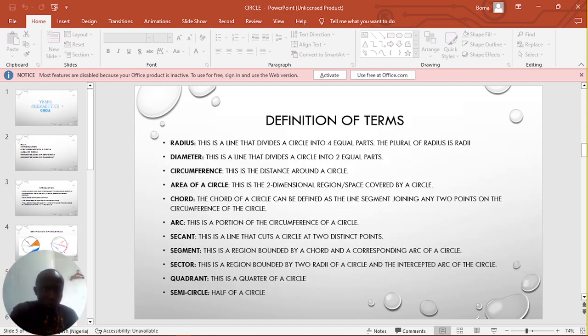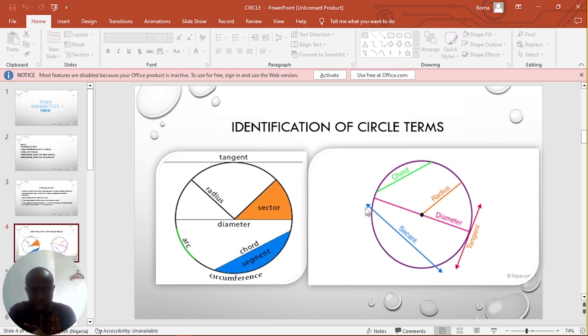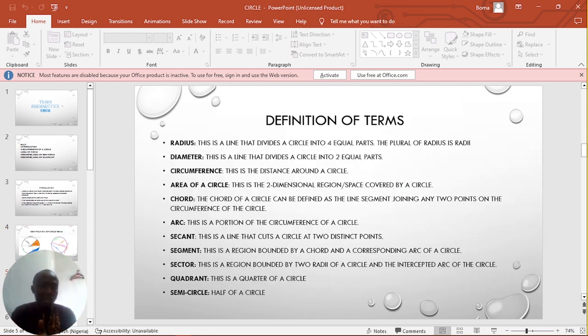Okay, so we move to what we call secant. Secant, this is a line that cuts a circle at 2 distinct points. So let me show you what a secant is. This is a secant. You can see the line. It cuts the circle at two distinct points. We move to what we call segment. A segment is a region bounded by a chord and a corresponding arc of a circle. So I won't waste time on that.